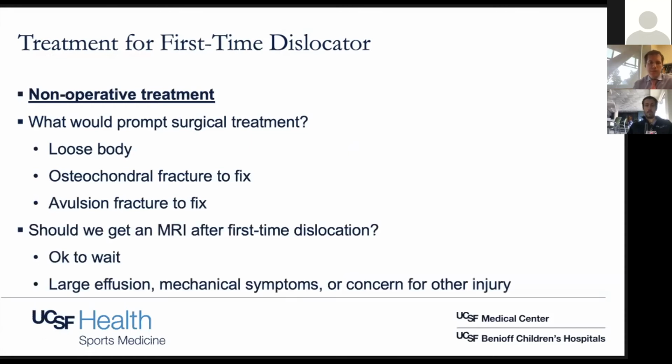We talked a bit about getting an MRI after a first-time dislocation. In general, I'd say it's okay to wait. You probably don't need one. If the patient has a large effusion that's not resolving over the first 1 to 2 weeks, or they have mechanical symptoms or concern for another injury, then I would get it. If this happened a week ago, their knee's calm, and their range of motion is coming back, then you probably don't need that MRI, as it probably won't change your management.